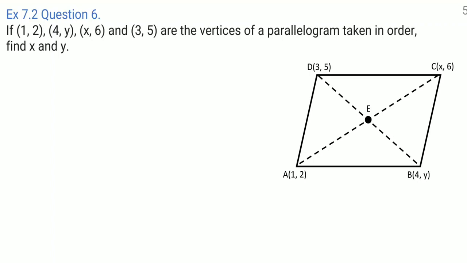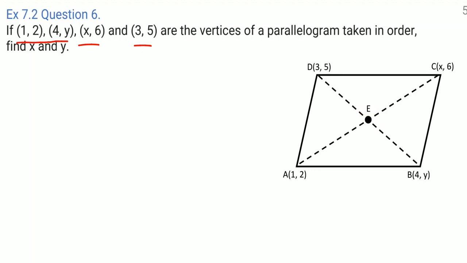Question number 6. If these points, see this one, 1, 2, 4, y, x, 6 and 3, 5, are the vertices of a parallelogram taken in order, find the value of x and y. I have drawn here parallelogram A, B, C, D. We can name these points but in order. And we know that the diagonals of a parallelogram bisect each other. The meaning is what? E is the midpoint of AC and E is the midpoint of BD.